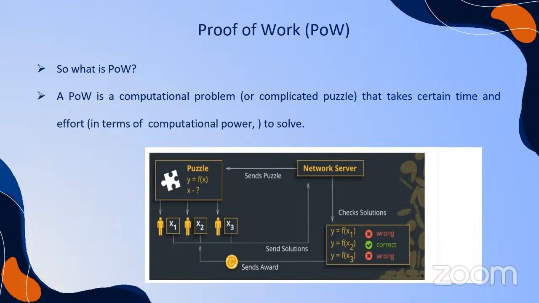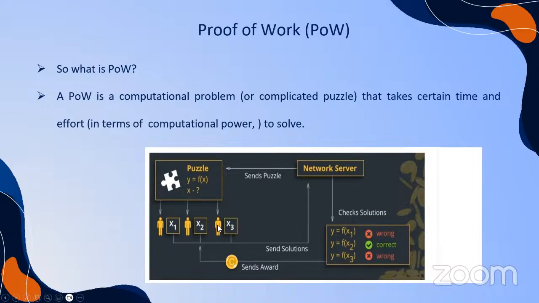So the nonce is a key to create a block in a blockchain database. Here we have a network server that generates some computational puzzle problems and sends them to the network. In the network, there are multiple nodes that can participate. Some nodes can participate in the mining, and some nodes cannot. Here X1, X2, X3 are three nodes participating in the mining.